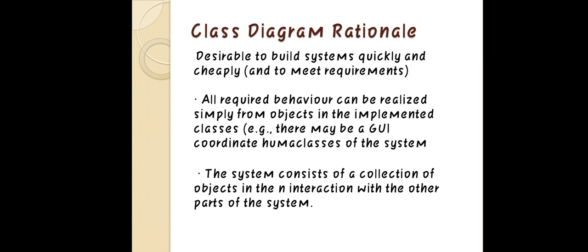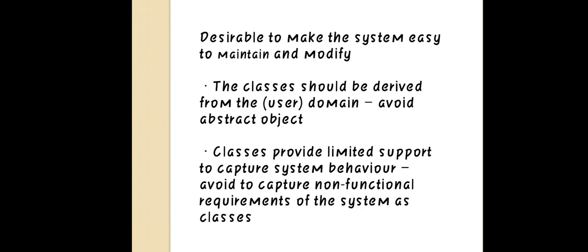Now, class diagram rationale. It is desirable to build a system quickly and cheaply and to meet requirements. All required behavior can be realized simply from objects in the implemented classes. Coordinate classes of the system. The system consists of a class of objects in interaction with the other parts of the system. It is desirable to make the system easy to maintain and modify. The classes should be derived from the domain; avoid abstract objects. Classes provide limited support to capture system behavior, and to capture non-functional requirements of the system as classes.